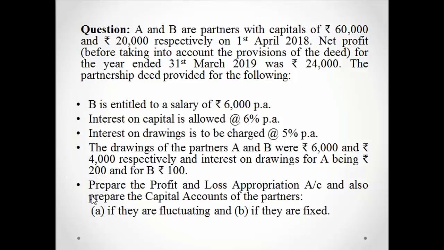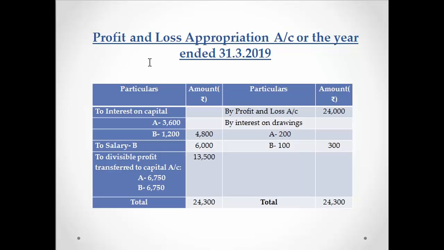The question says prepare the profit and loss appropriation account and also prepare the partners' capital accounts if they are fluctuating and if they are fixed. I will explain the whole answer for you. First, I will start with the profit and loss appropriation account. Look at the heading, profit and loss appropriation account for the year ended 31st March 2019.